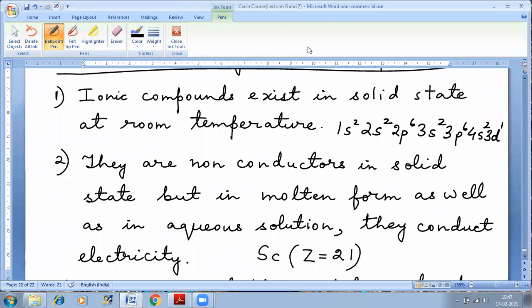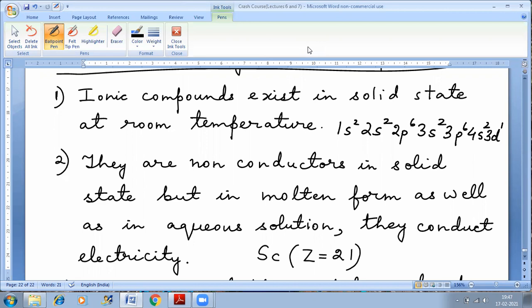So get that thing clear. It is the fourth shell. It is not the third shell. The outermost shell is the fourth shell. Now you tell me, how many electrons are there in the valence shell of scandium? 3.